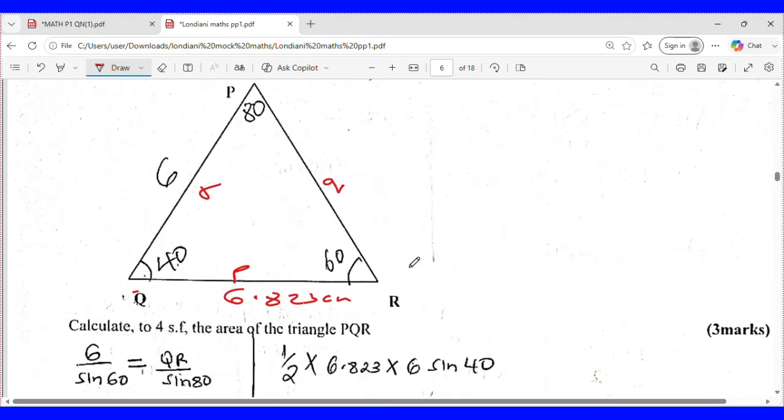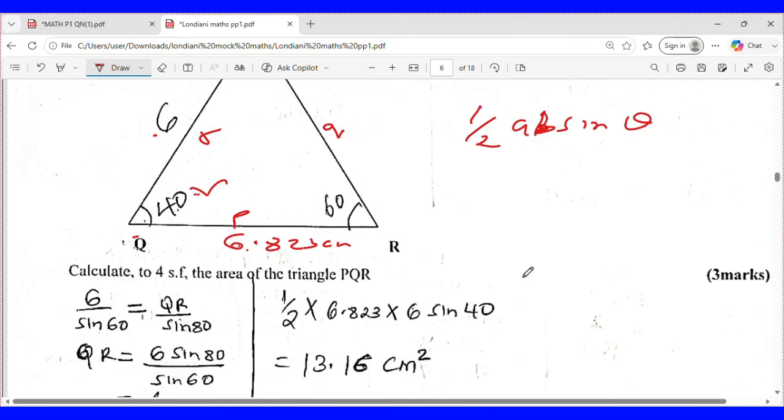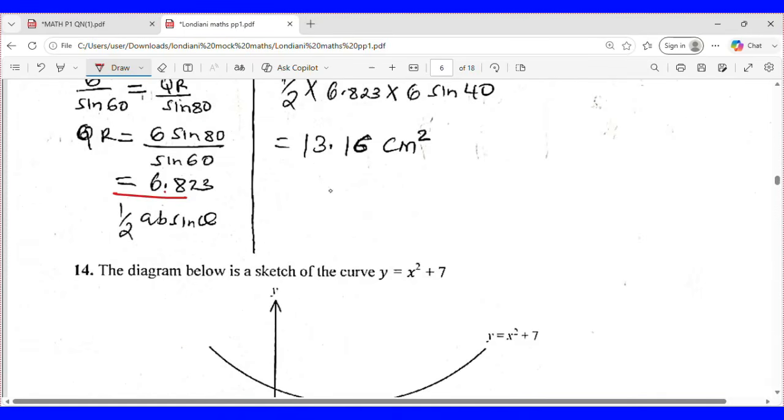Now once we have two sides and the included angle, you need to use the formula to get the area: half ab sine theta. This angle here, 40, is included between these two sides. So we will use this angle to get the area, and this is the area.